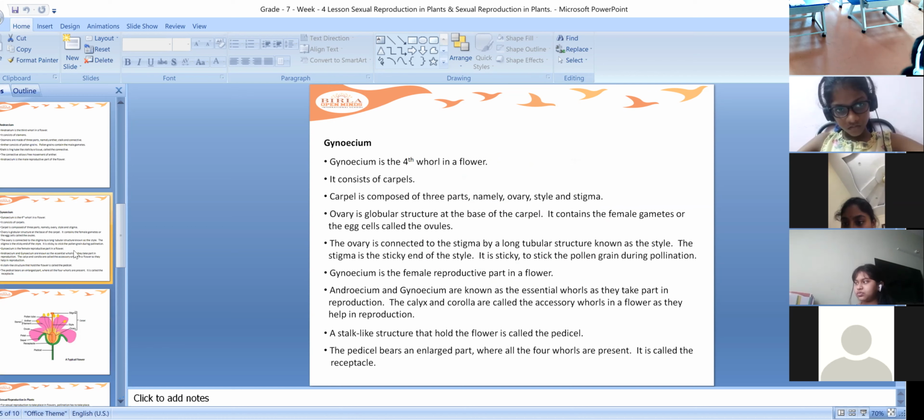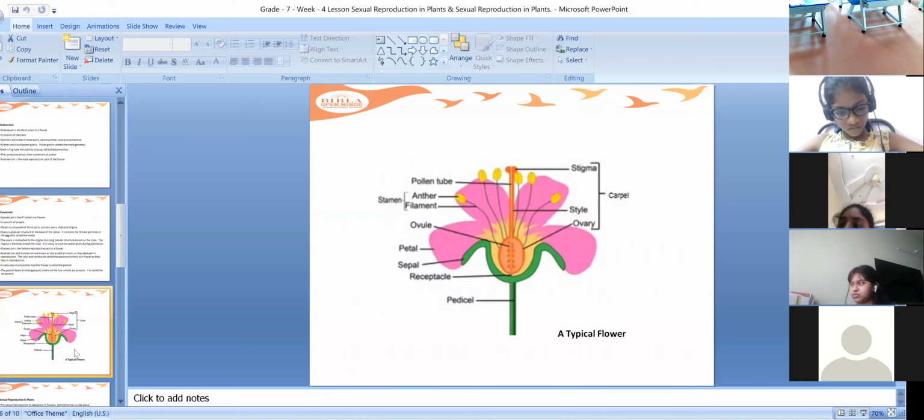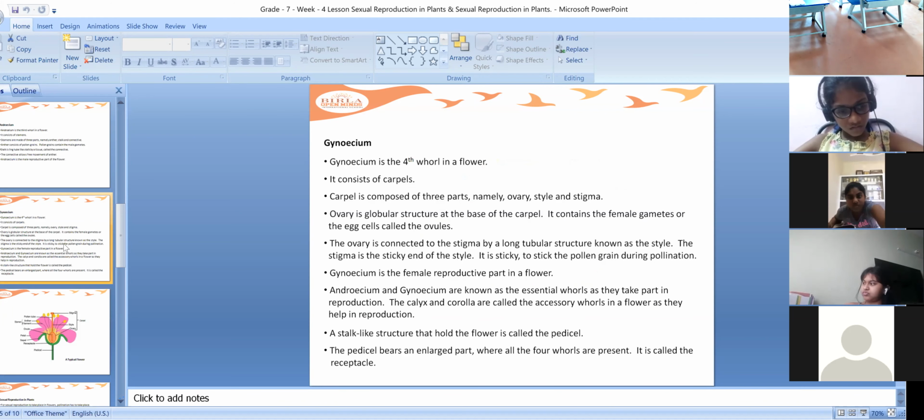So this is the fourth whorl in a flower. The ovary is the globular structure at the base of the carpel. You can see the ovary, a round-shaped globular structure, in this picture. It is a part of the carpel. The stigma is the sticky end of the style. It is sticky so that the pollen grain sticks to it during pollination.